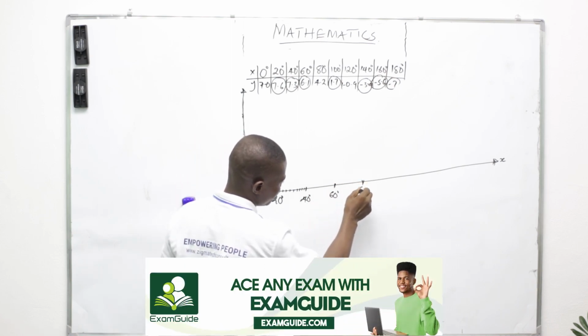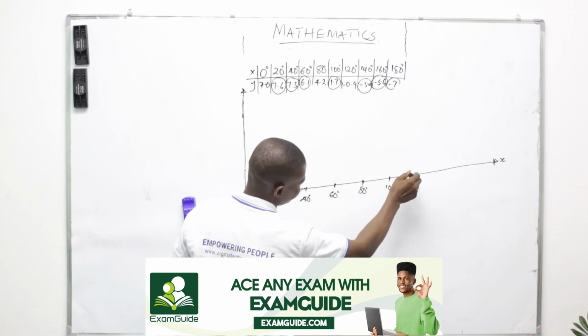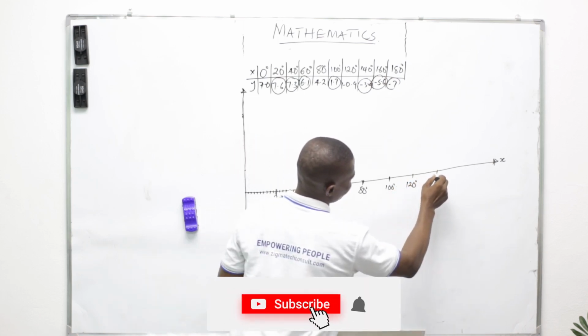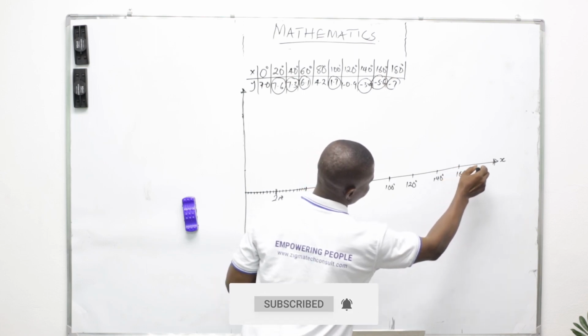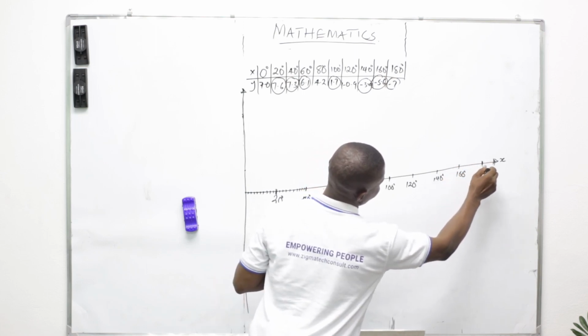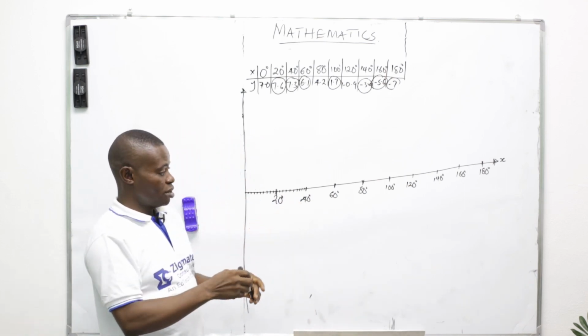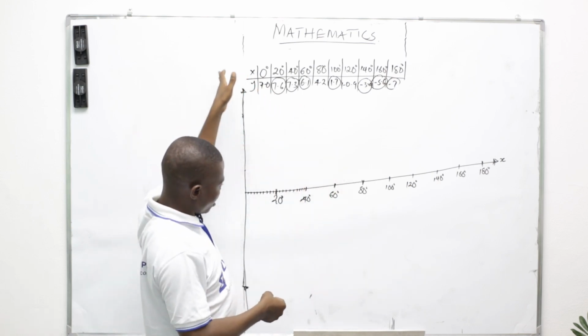The next is 80 degree. Yes, 100 degree. 120 degree. Then 140 degree. 160 degree. 180 degree. Are you done with the horizontal axis? Okay, if yes is the answer, now let us go to the what? Y-axis.